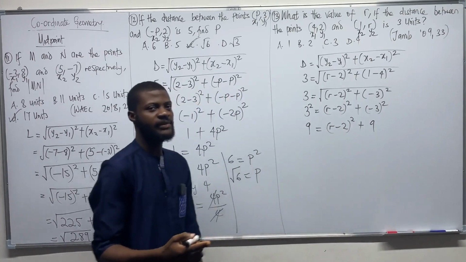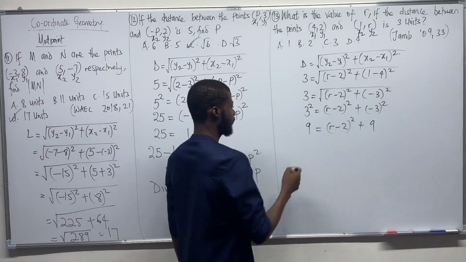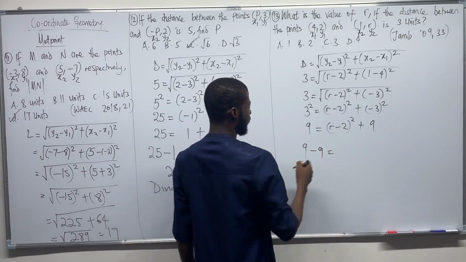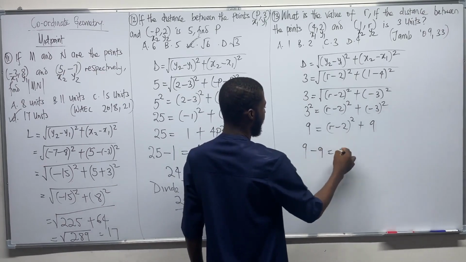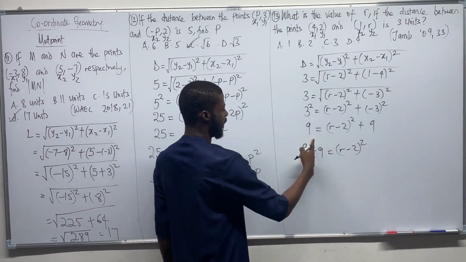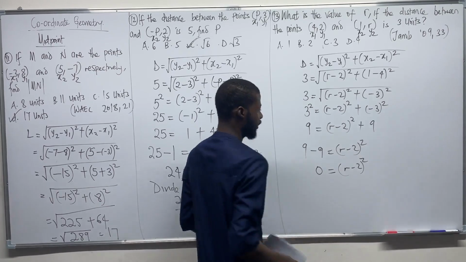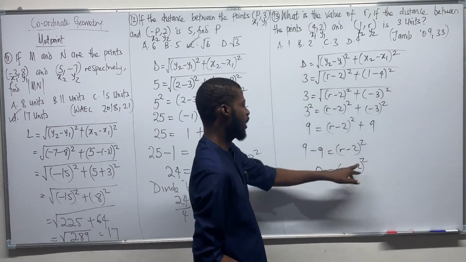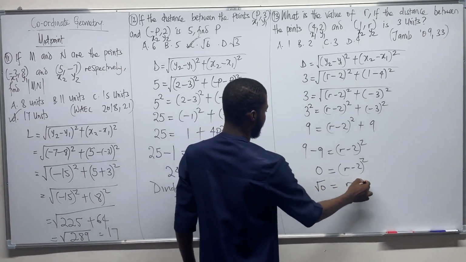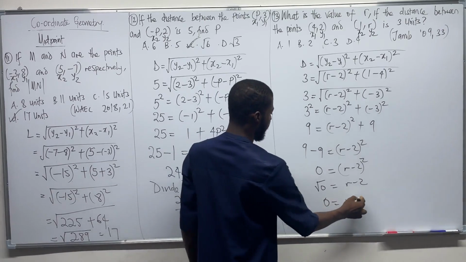Remember I've earlier said that if you square any number, you just get a positive answer, provided the number is a real number. This is 9. If plus 9 comes to the other side, it becomes minus 9. So we then have r minus 2 all squared remaining. Now what is 9 minus 9? That's 0, equal to r minus 2 all squared. Now to remove this very square, I would have to square root 0. So the square root of 0 is equal to r minus 2. And we know that the square root of 0 is still 0. So 0 is equal to r minus 2.